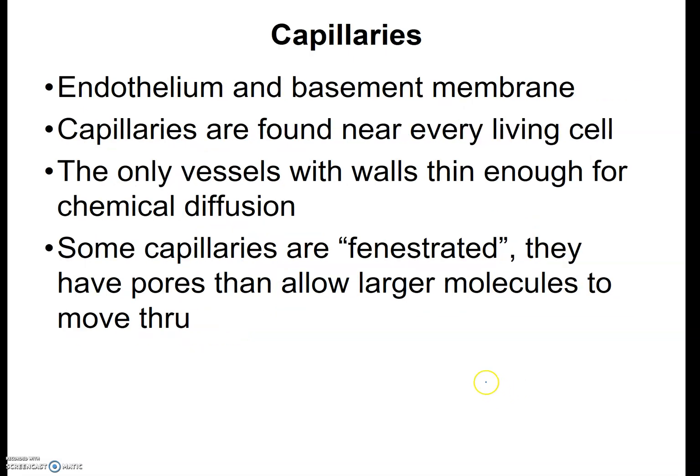Capillaries themselves, like I said, are mostly that endothelial, squamous epithelial cell layer. We call it endothelium, plus the basement membrane holding all those cells in place. They are usually found near almost every living cell, depending on the thickness of the tissue. And the vessels themselves, the capillary vessels, have gaps between the individual squamous epithelial cells, allowing chemical diffusion and gas exchange to occur between the bloodstream and the tissues.